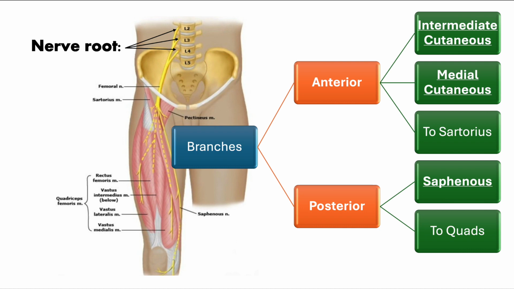It also provides motor innervation to the sartorius and pectineus muscles. Here are its main branches, the anterior and posterior. The anterior branch terminates into the intermediate and medial cutaneous nerves of the thigh, as well as the motor nerve to the sartorius muscle. The posterior branch divides into the saphenous nerve and four motor branches to the quadriceps muscles.